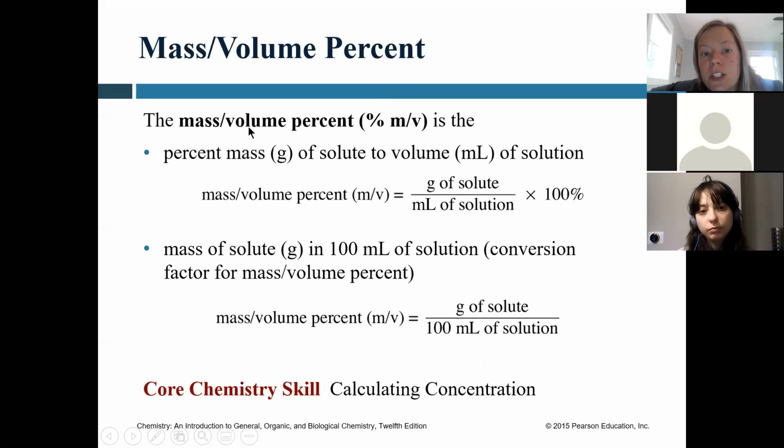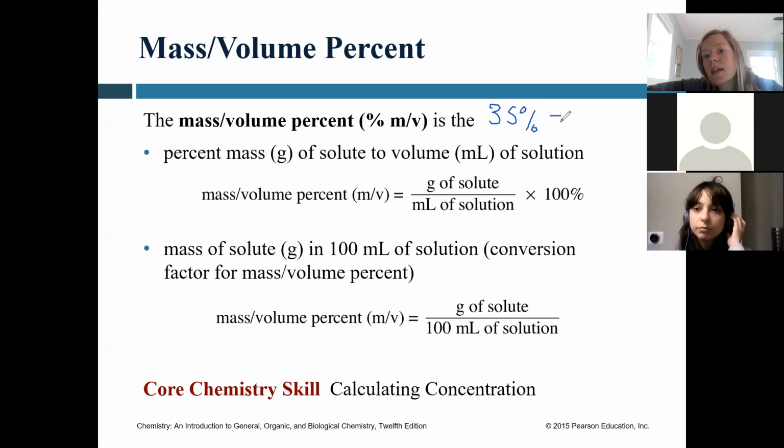We also have this one, which is mass volume percent, which is kind of a funky unit. It's grams of solute over milliliters of solution times 100. So if I said you've got a mass volume percent and it's 35% mass volume, that's the same thing as saying 35 grams of solute over 100 milliliters of solution. Those are the same thing.